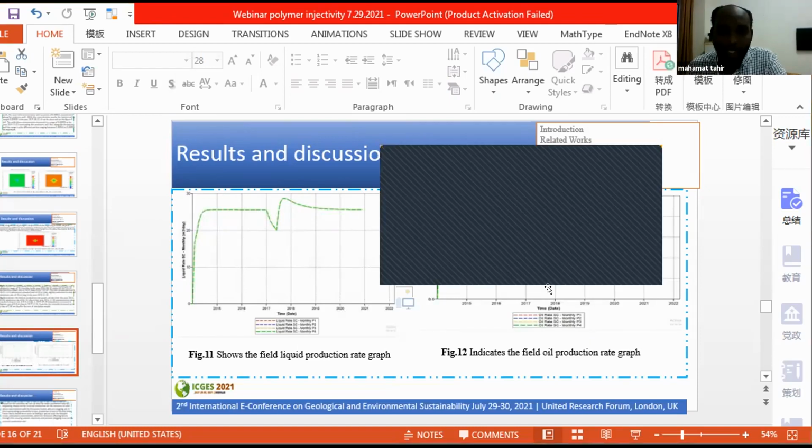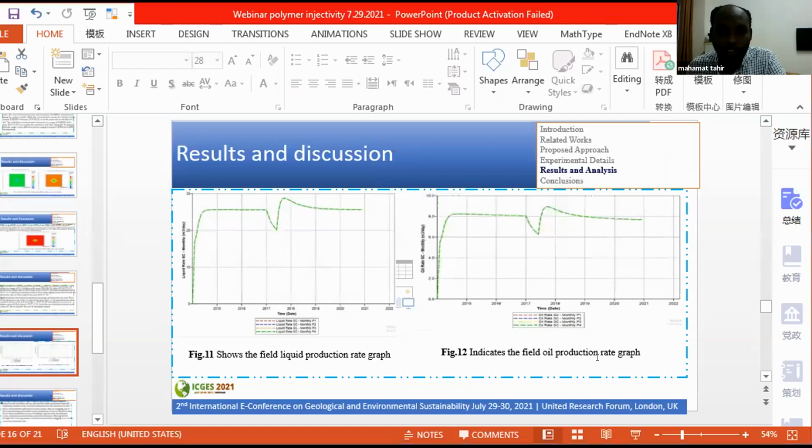And we can see on our oil production rate graph here, which is the leakage rate, it started stable for some years. In the same years on the liquid production rate here, for our oil production as well, it is stable, but it has decreased to lower than the field liquid production rate.